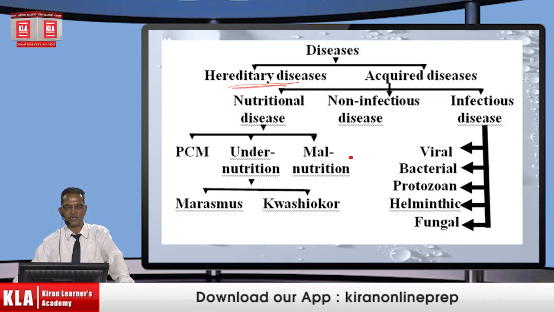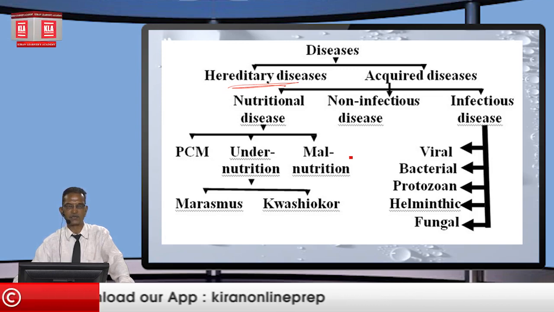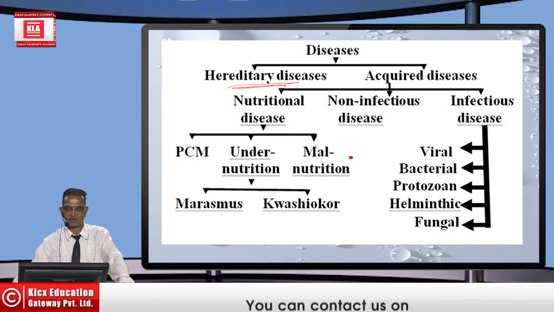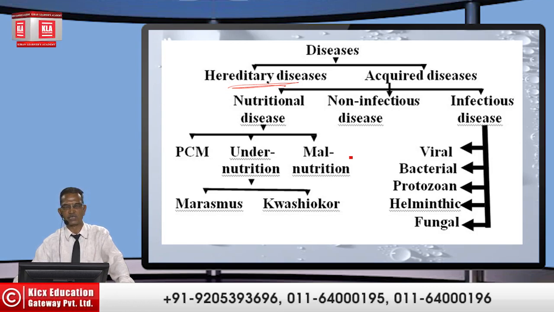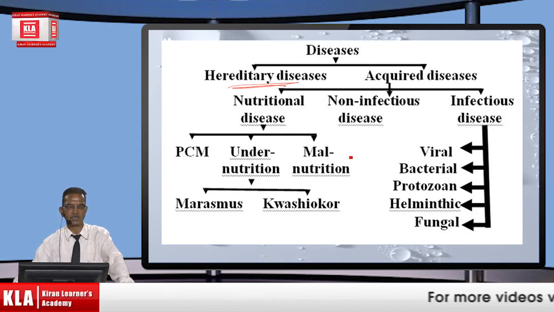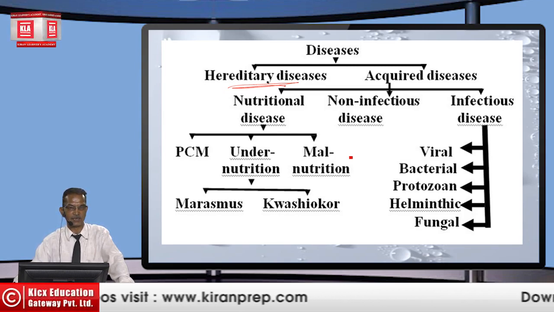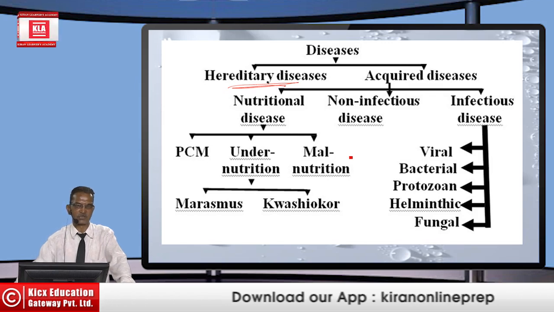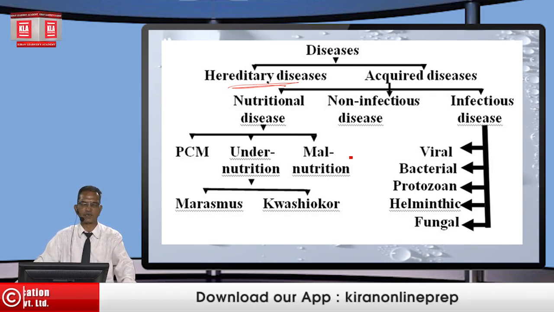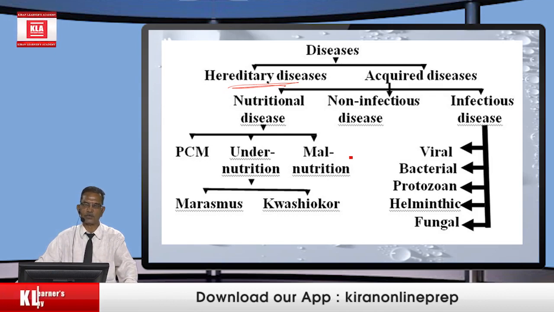And then these acquired diseases, based on the factor that makes the person or a child suffer from a disease, we ended up classifying in three categories: nutritional, non-infectious, and infectious. Nutritional disease means disease related to nutrition. Whether you are eating less, you are eating more, or you are not eating, or you are eating insufficiently. Based on that factor, the diseases that the person ends up suffering are categorized under the nutritional diseases.